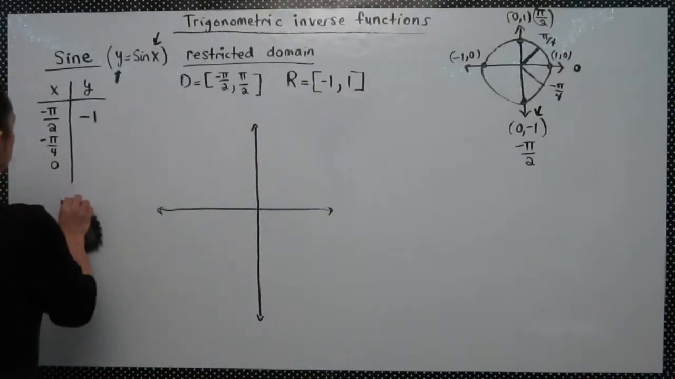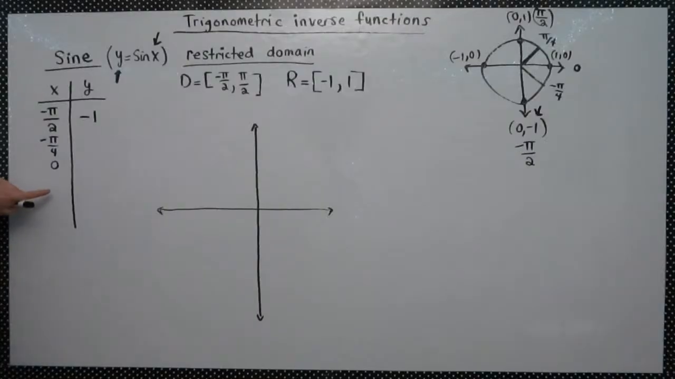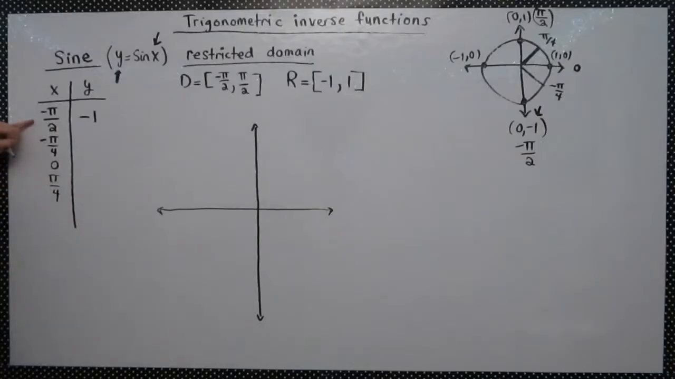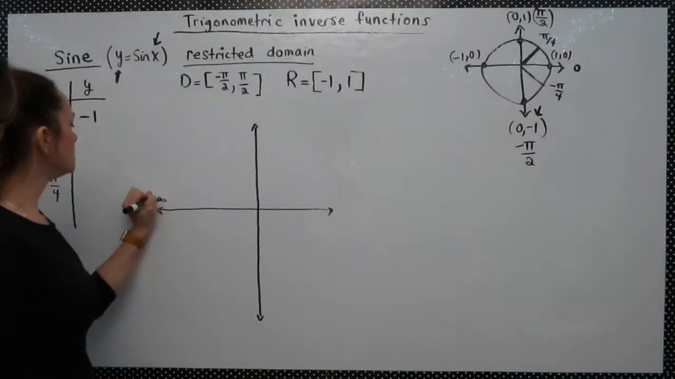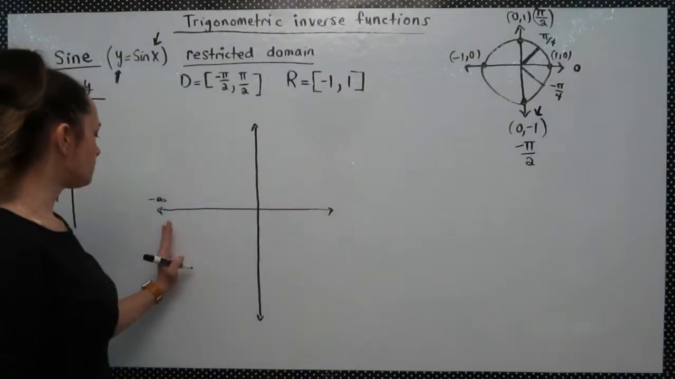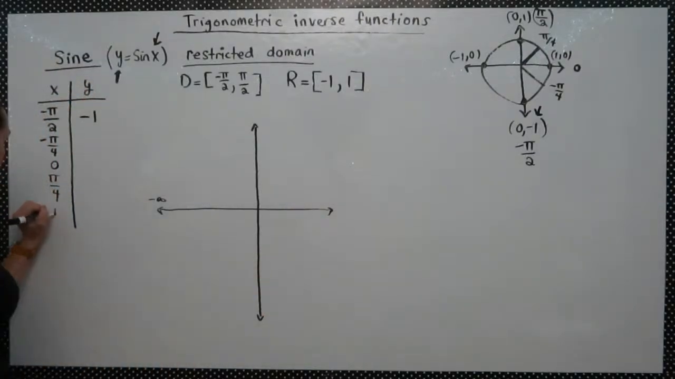So I need a bigger table, so extend this down. And then over here after 0, I've got pi over 4. And again, I'm listing these points in ascending order from least to greatest, starting at the leftmost point out here, negative infinity, and moving just like you would read a book. You're going to read that graph from left to right. Okay, so then we got pi over 2, and that's where we're going to end it.